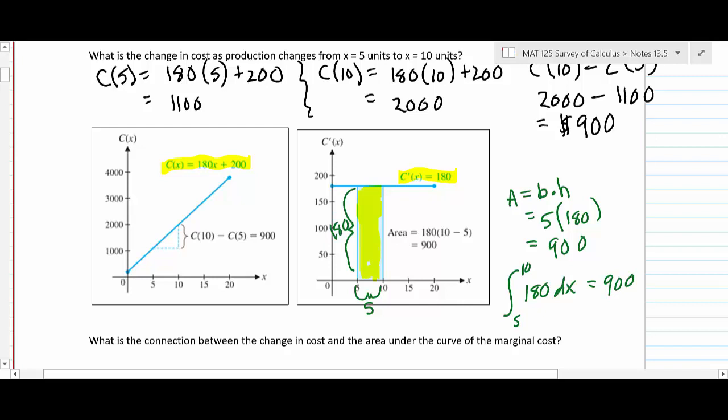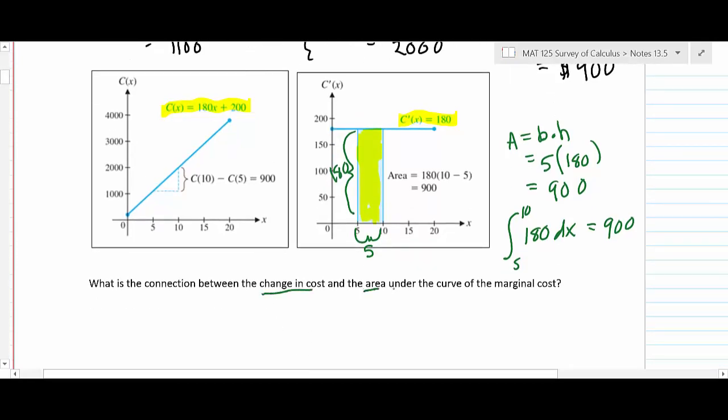Okay, that's what you'll end up getting when you do that. Now, once we learn how to do that, I think it will make a lot of sense to you. So the connection between the changing cost and the area under the curve, or marginal cost, is they're the same. Okay, does that look okay? It's pretty easy to see the areas are the same by doing that, but this is sort of trying to help you understand what an integral is going to do.